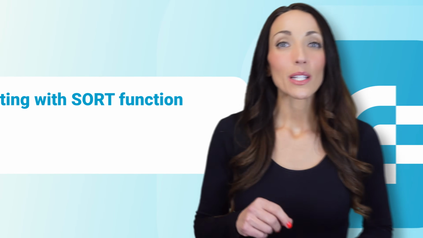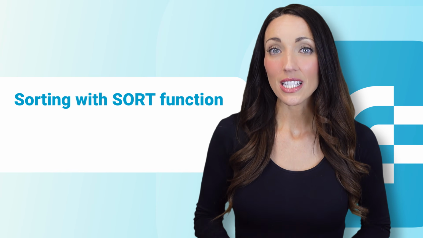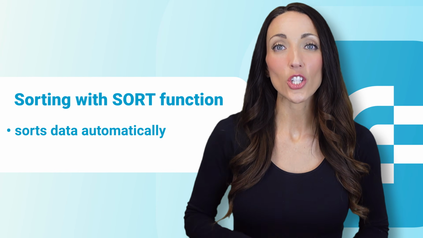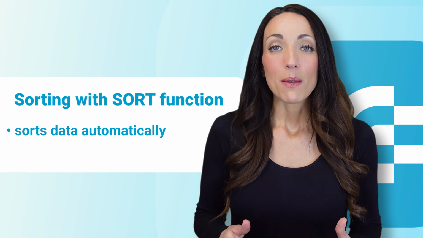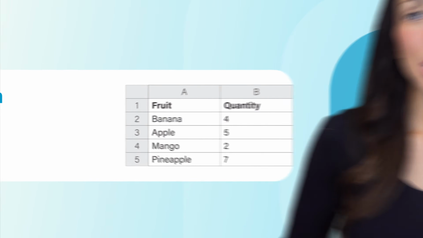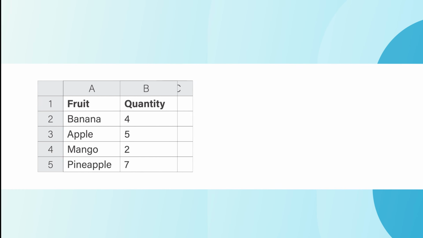The sort function can be used to sort data in Google Sheets each time it's run. It's automated and quickly reacts to any changes to the spreadsheet data. Because of that, it's mostly suitable for dynamic data sets. Google Sheets sort function creates a new copy of your data.